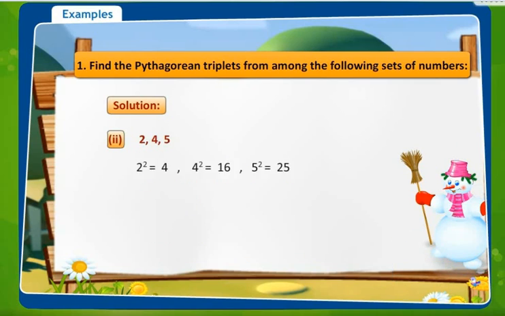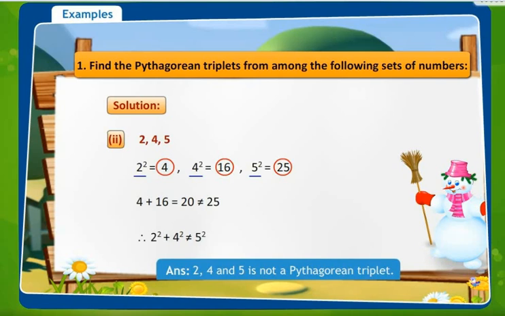Now next one, 2, 4, 5. 2 square is 4, 4 square is 16, 5 square is 25. 25 is equal to, now 16 plus 4, the squares of the other 2 sides, that is 20, which is not equal to 25. Hence 2, 4 and 5 are not a Pythagorean triplet. That is, when we draw the triangle, it is not going to form a right angle triangle because 2, 4 and 5 are not a Pythagorean triplet.